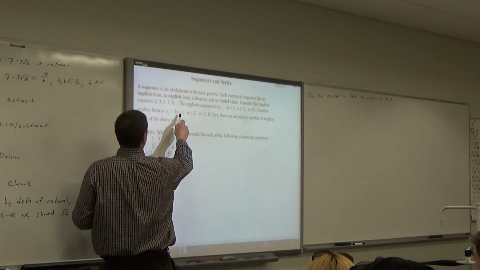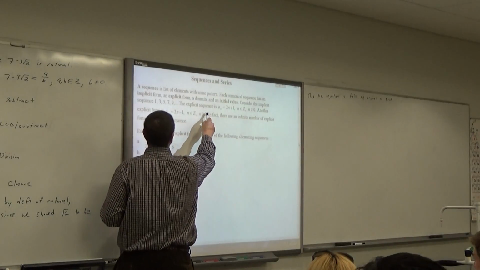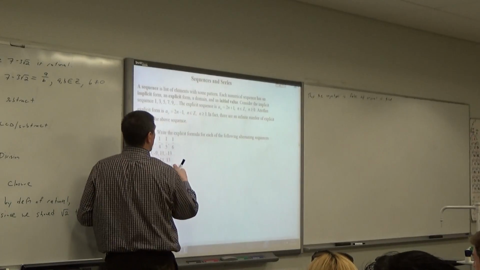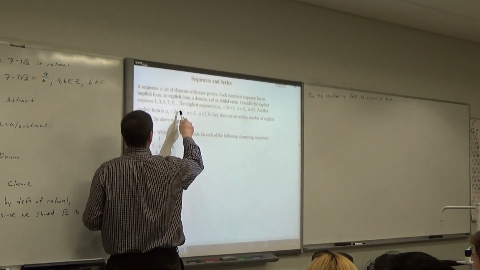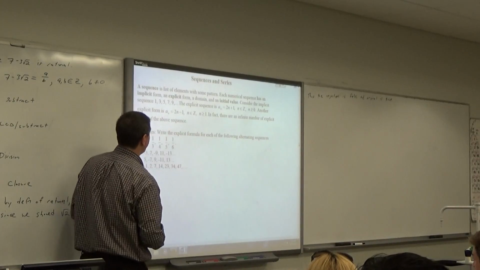Or, couldn't I start at 2n minus 1, but start at 1? Because if I plug in 1 here, the output for that is 1. If I plug in 2, that output is 3, right?